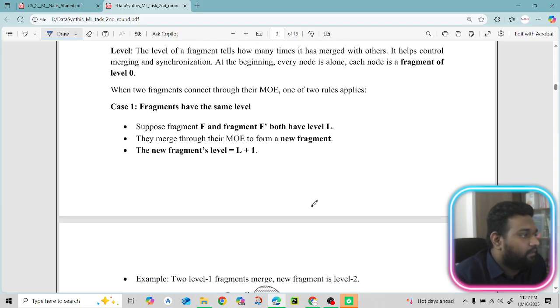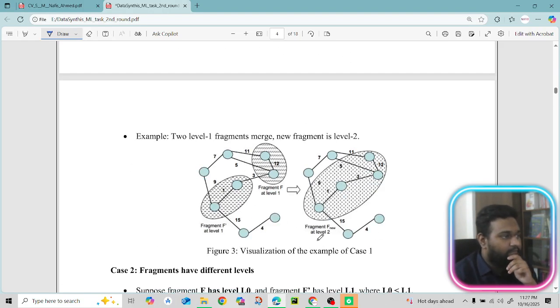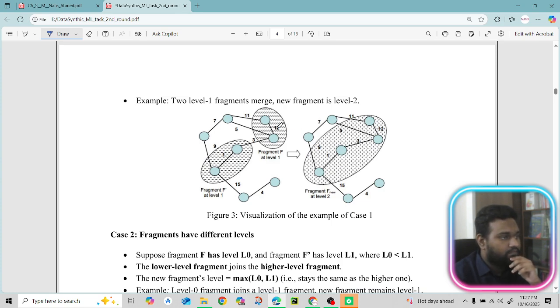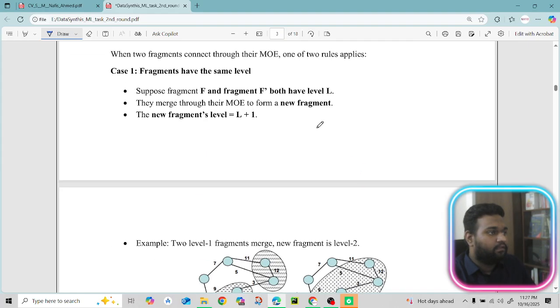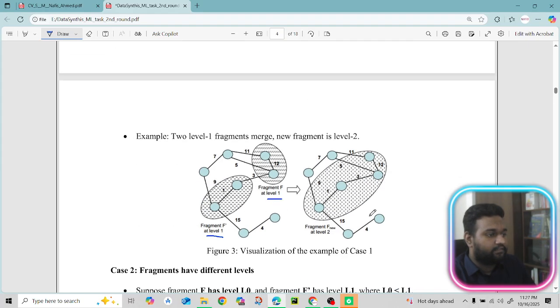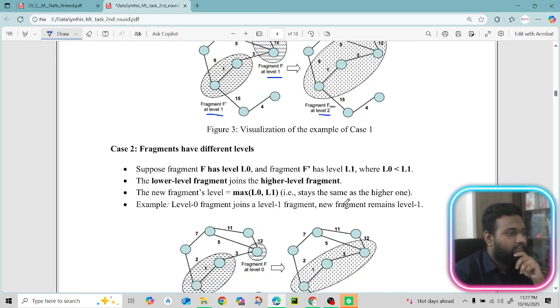After we process further, there will be two cases. Case one says that if we see this example, this is fragment F, which is currently at level 1, and fragment F prime is level 1. Both of the fragments are at level 1. So when we merge them, the new fragment will be L plus 1, which is 2. This is case 1. Then we are going for case 2.